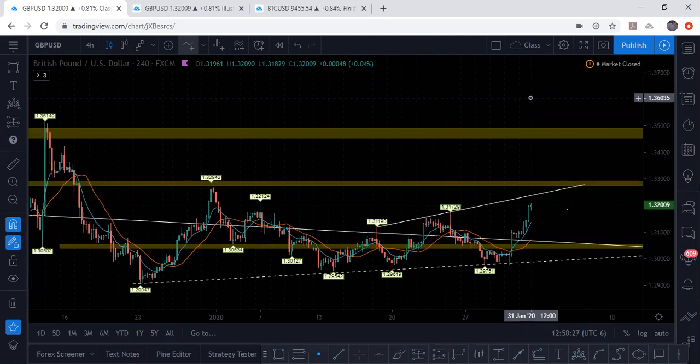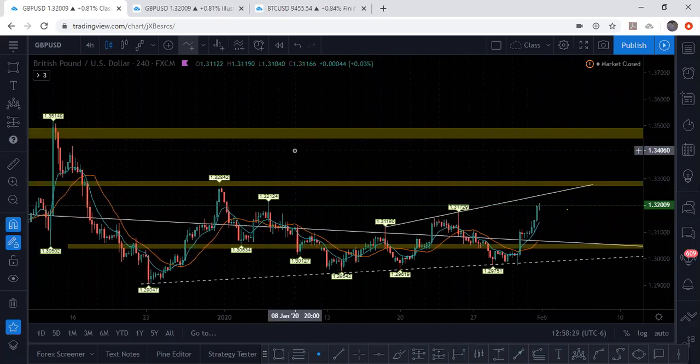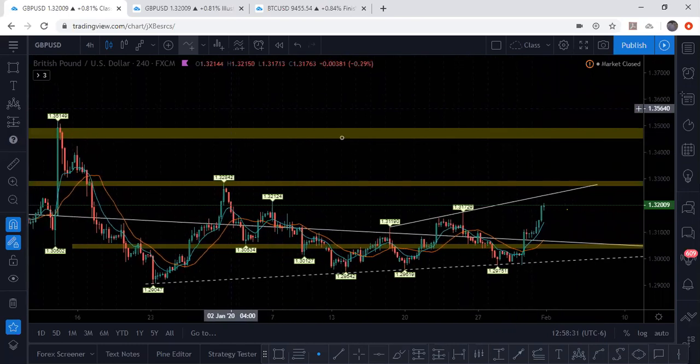Okay, so let's go over. Boom, boom, boom. So this is what I see for GBP/USD. So if I want to enter this trade, what are we going to do?